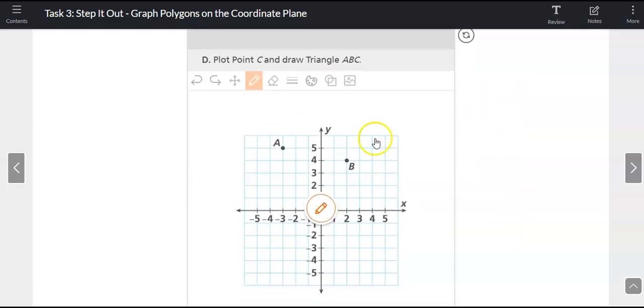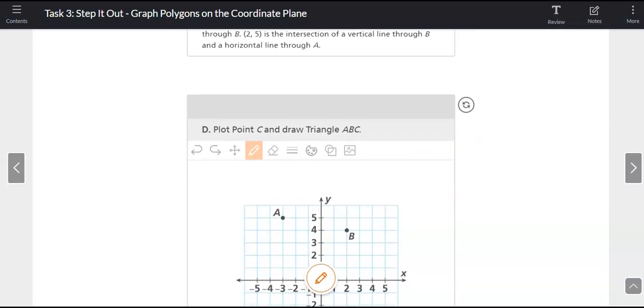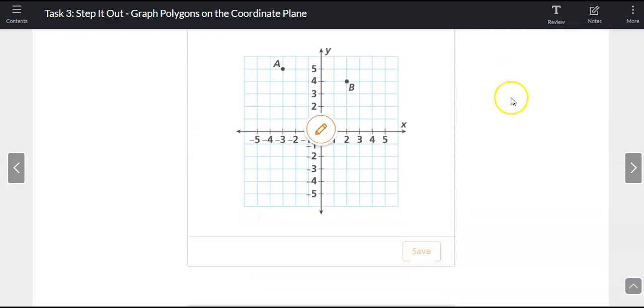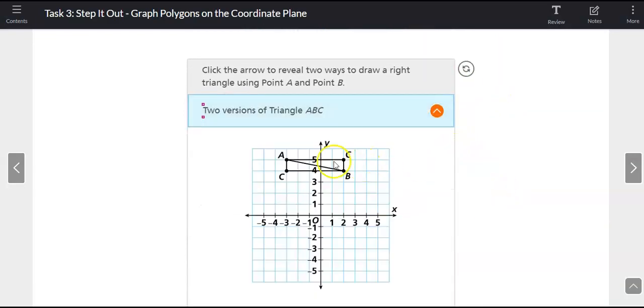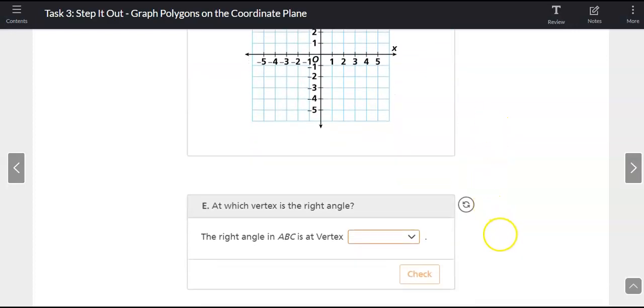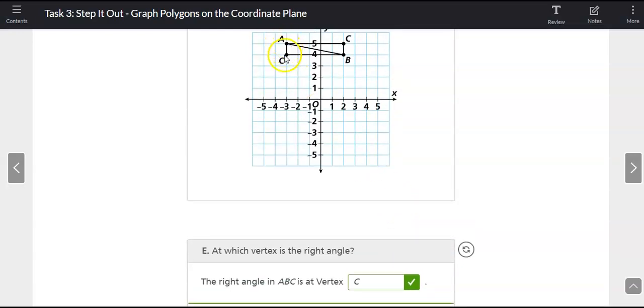Okay, let's look at D. They have A and B on there for us, and we're going to plot C and draw a triangle ABC. It's going to look something like this. So I could either have C here, or I could have C here, and I just drew my line across to have that diagonal there. So the right angle in ABC is at vertex C, because if we look right here, the C is in the corner of it.